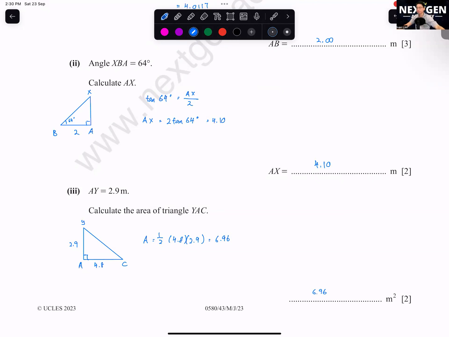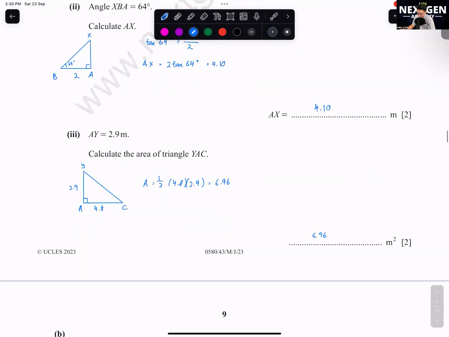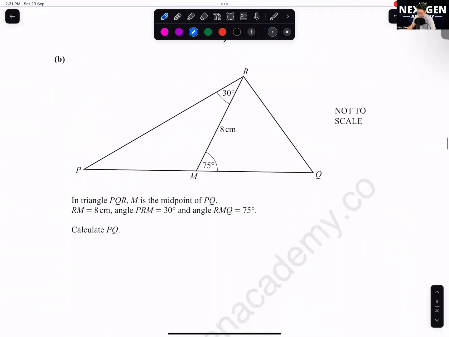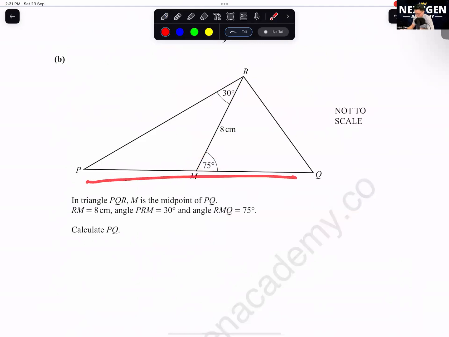All right, let's go to the next one. In triangle PQR, M is the midpoint of PQ. RM is 8 cm. This angle is 30 degrees. This angle is 75 degrees. Calculate PQ. Okay, let's see.